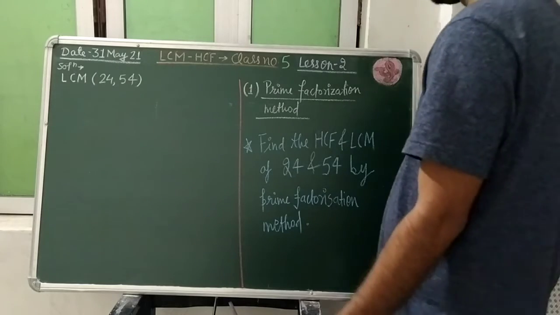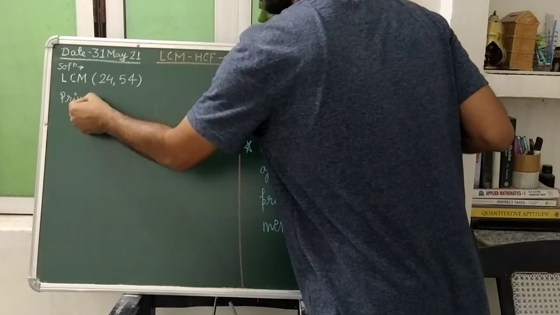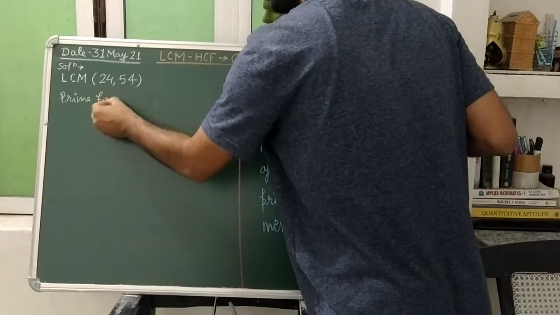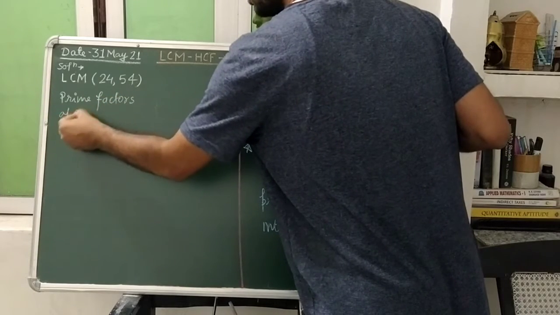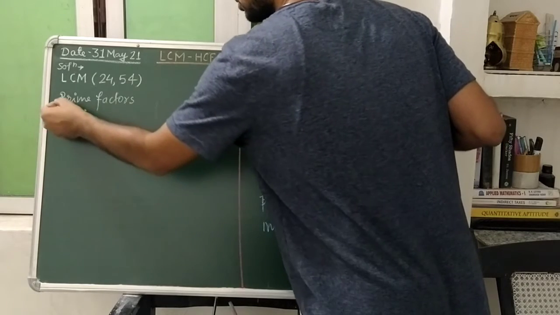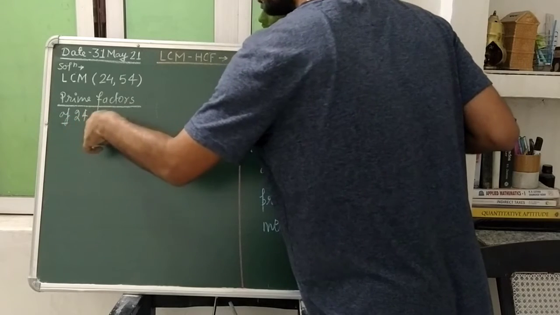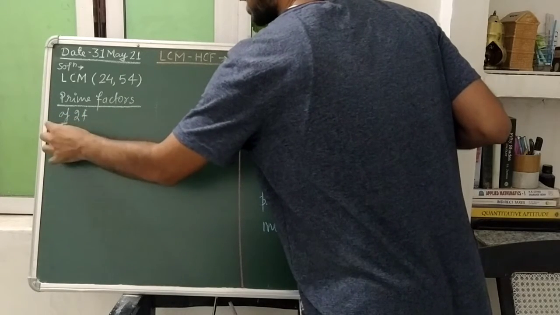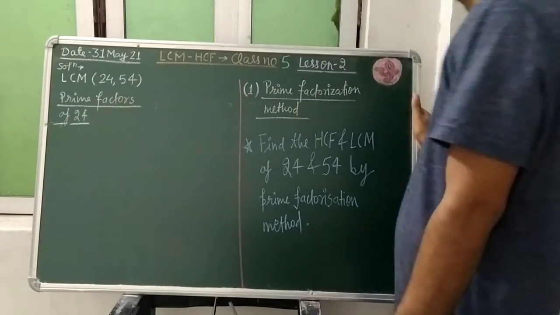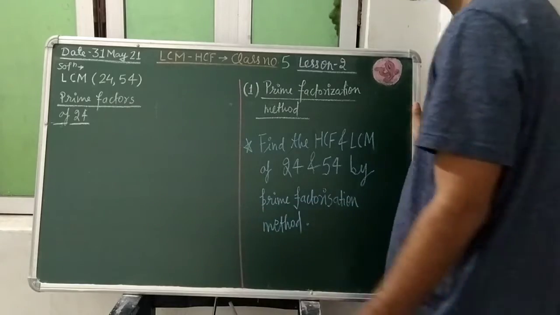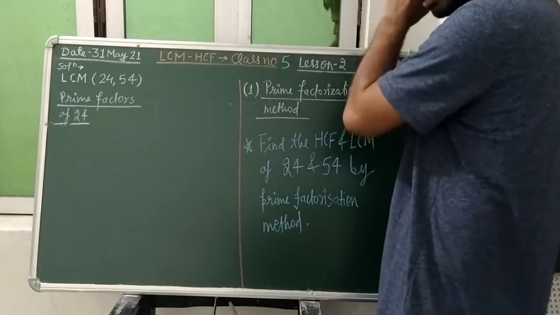So if we are talking about the prime factors of 24, students, since we want to know the prime factors and one is neither prime nor composite, so one we shall not select, and we are looking that 24 is a composite number and we want to know the prime factors of this 24.